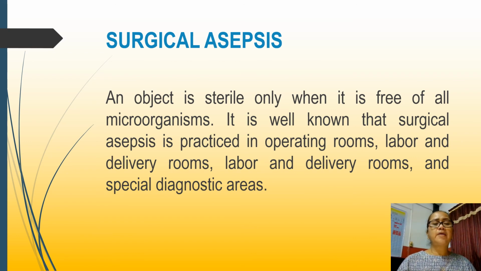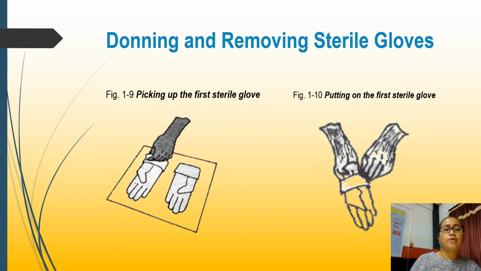An object is sterile only when it is free of all microorganisms. It is well known that surgical asepsis is practiced in operating rooms, labor and delivery rooms, and of course, special diagnostic areas. What is your surgical asepsis again? It is a sterile technique. So, example of that, you have donning and removing sterile gloves. I have here the picture.